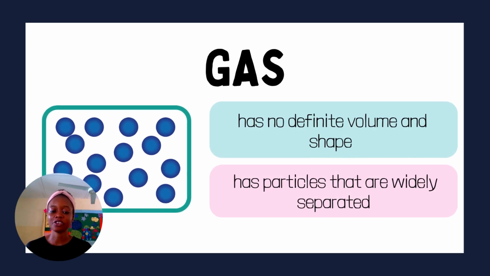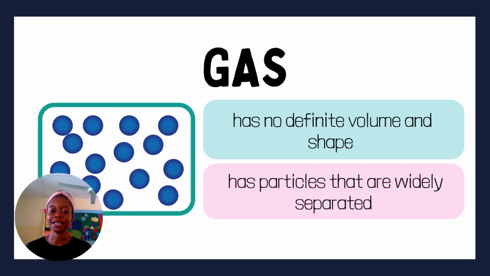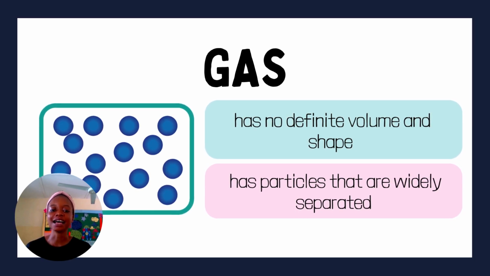The next state of matter we're going to be looking at is what we call gas. Gas has no definite volume and shape, and it has particles that are widely separated.